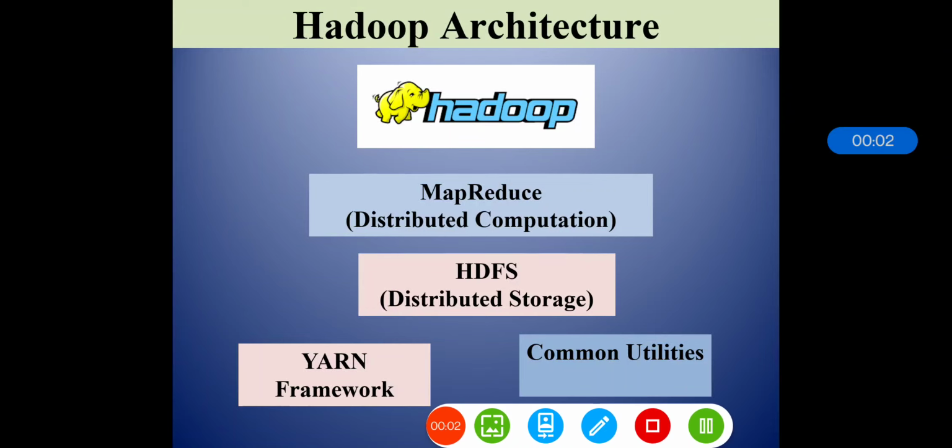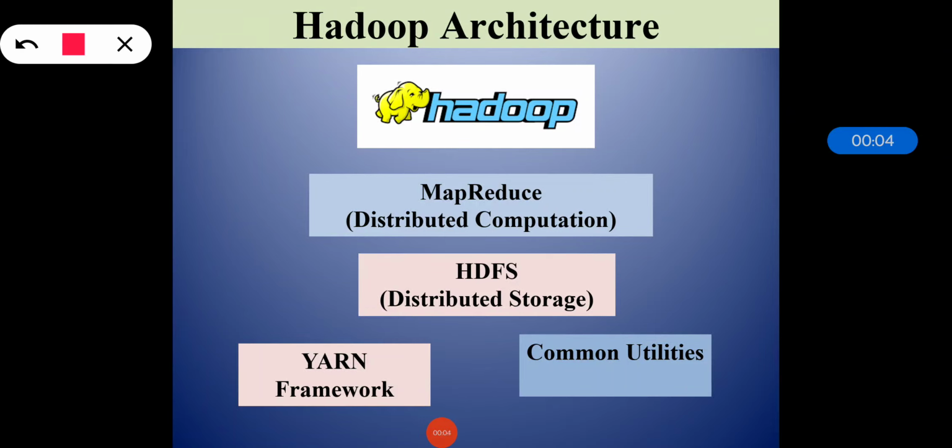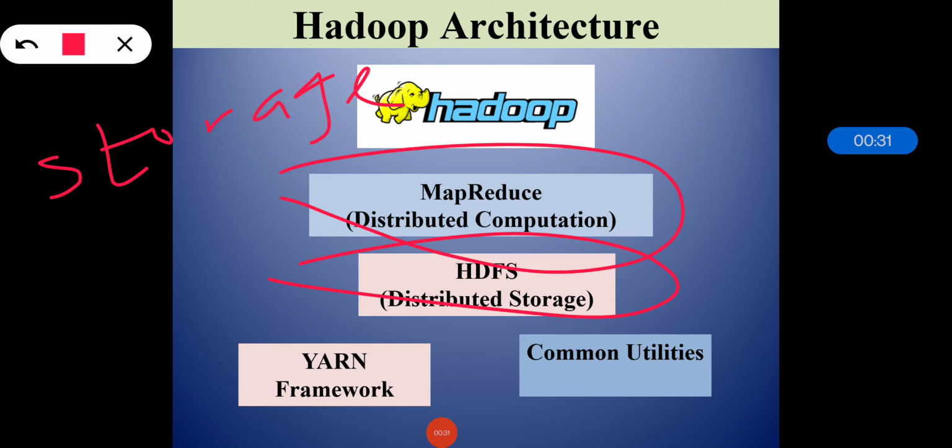So in this section we will see the Hadoop architecture. The core of Apache Hadoop consists of a storage part, which is known as HDFS, the Hadoop Distributed File System, and a processing part which is called MapReduce.